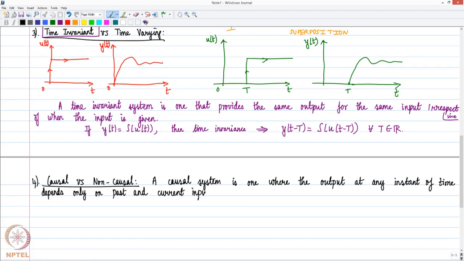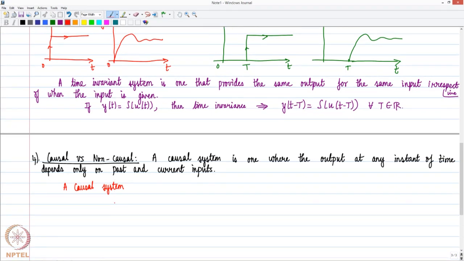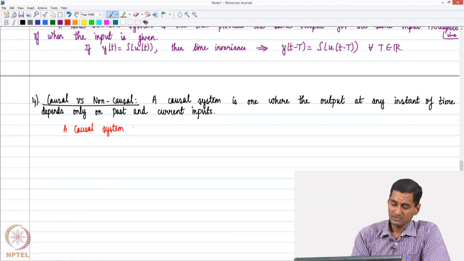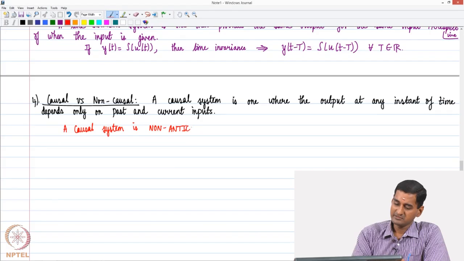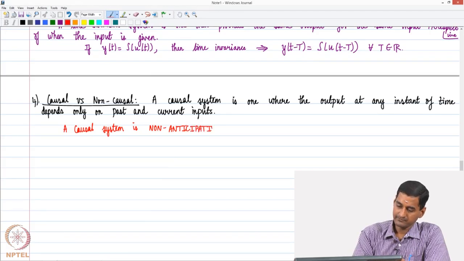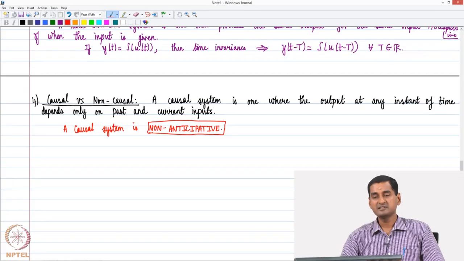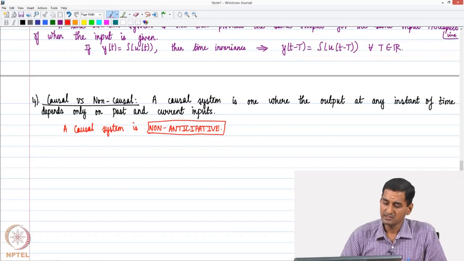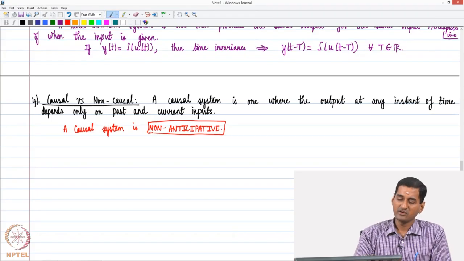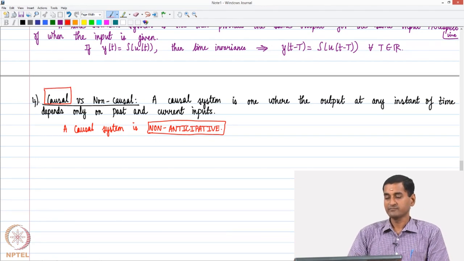So, a causal system is one that is non-anticipative. It does not try to figure out what inputs may come to the system in the near future and take action right now. So, a causal system is non-anticipative, and that is very, very important. Whereas a non-causal system is anticipative. That is the difference between causal and non-causal, and in this particular course, we are going to consider systems that are causal.